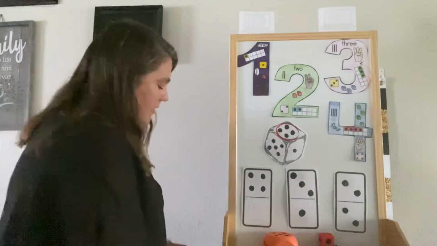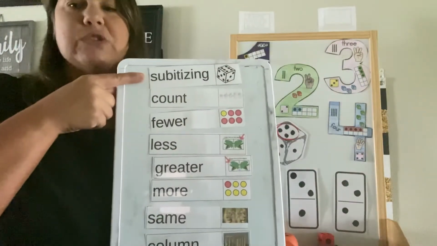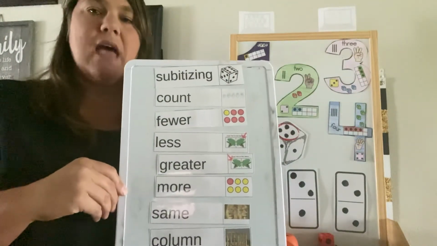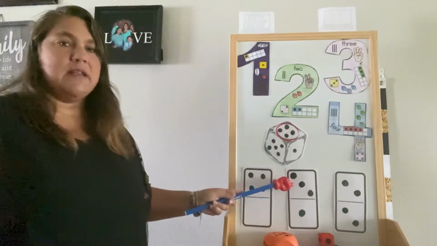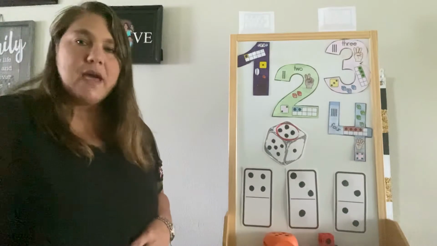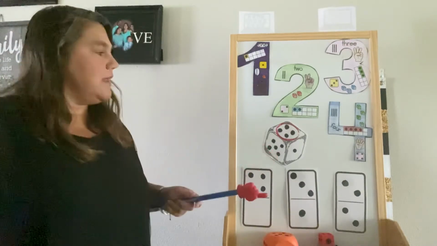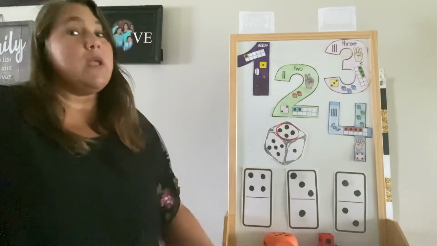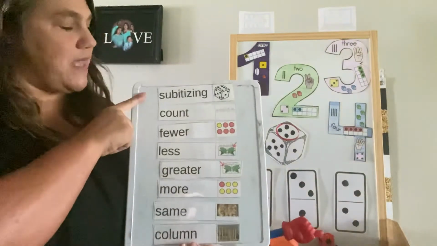But before we get started, let's go over some vocabulary words for today's lesson. The first word is subitizing. And remember, that just means to identify how many without counting. Look at my dominoes. If I looked at these right here, I would automatically know that that is 3. I didn't have to count 1, 2, 3. I automatically knew it was 3. How many on this side? Good. 1. How many up here? 2. Great job. We didn't even have to count. So that is subitizing, identifying how many without counting.